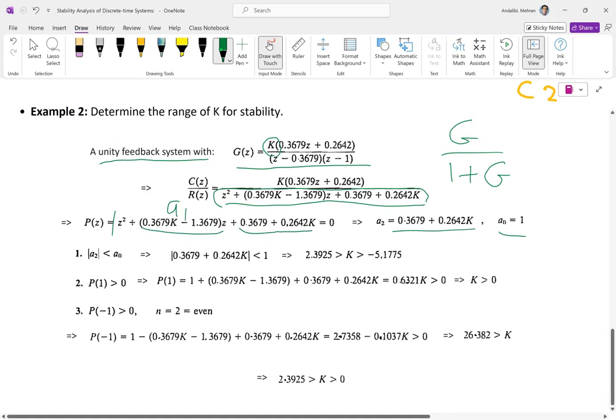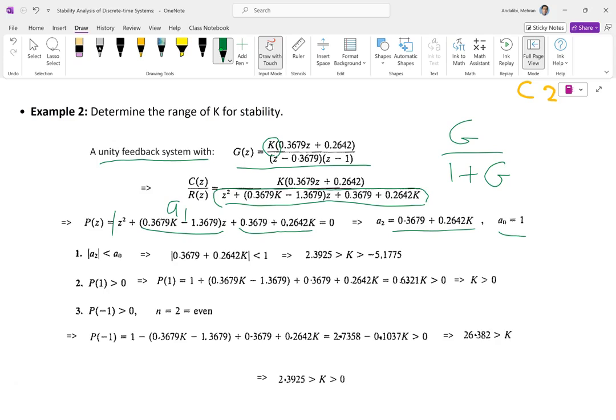So do I need to form a table here? No. Why? Because I'm already at three coefficients. When you are already at three coefficients, no table is needed. All you need to check are the first three conditions: the magnitude of a_n is less than the magnitude of a0, P(1) is bigger than 0, and P(-1) is also bigger than 0 for even n, and less than 0 for odd n. So in this case, since the system is already order 2, you don't even need a table.